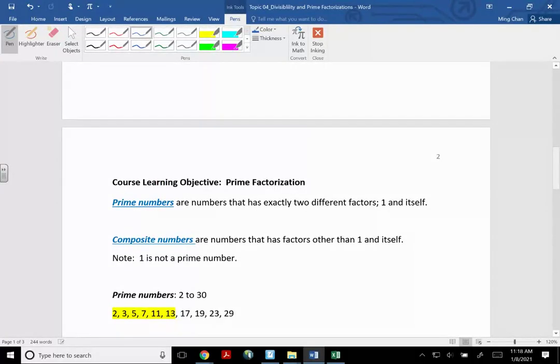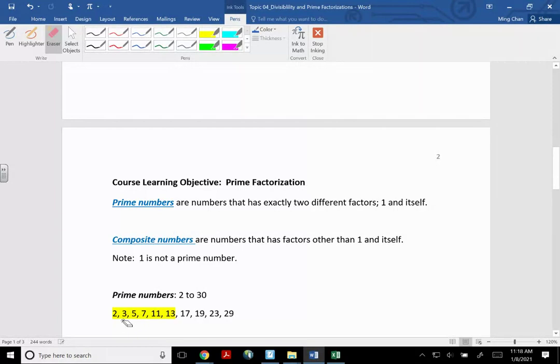With all that in mind, we'll try some examples in a little bit, but let's take a look at something called prime factorization. Prime numbers are numbers that have exactly two different factors, one and itself. So what that means is one is not a prime number, because one is only one times one. It's not two different factors. What's considered a prime number has two factors, one and itself.